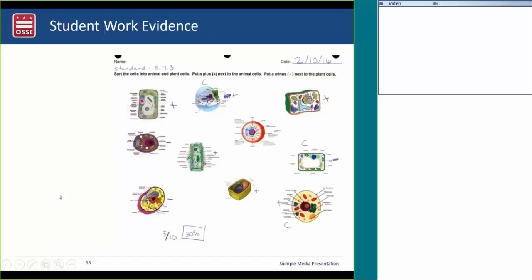What about this one? Targeted skill? Targeted skill is missing. And okay, well, here on this, would the standard be written out? No, the standard does not need to be written out on the student work evidence, just the code. Okay. But here's student directions, but there's no targeted skill.